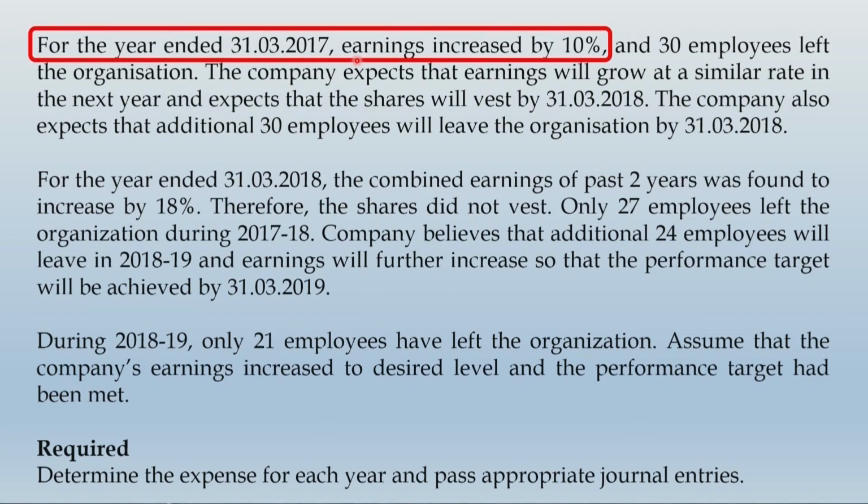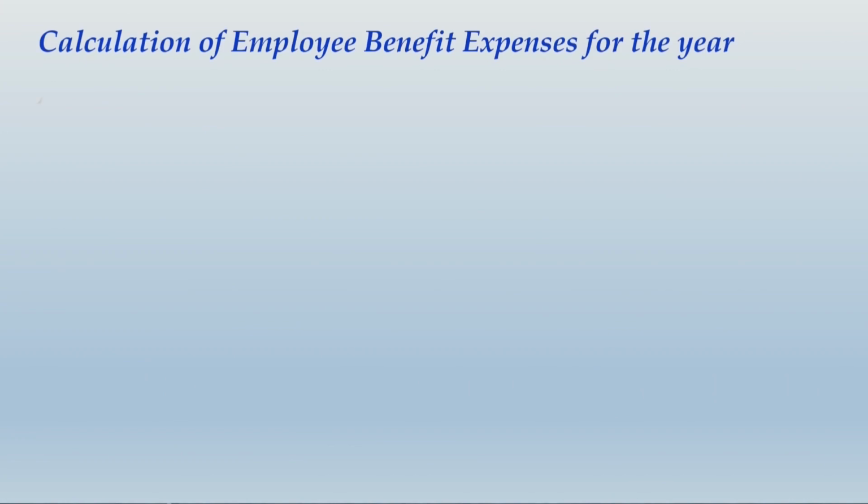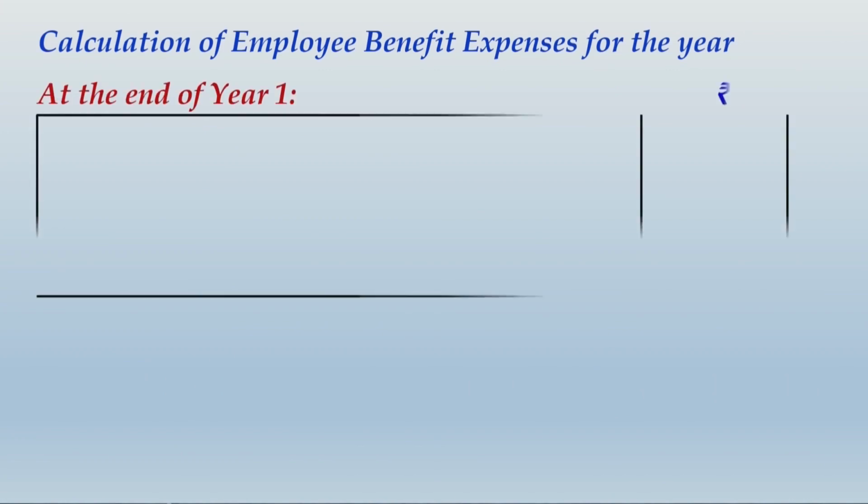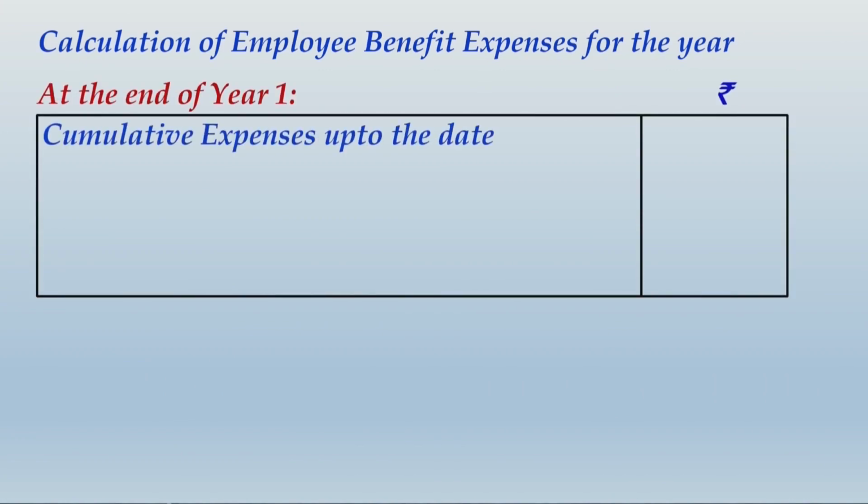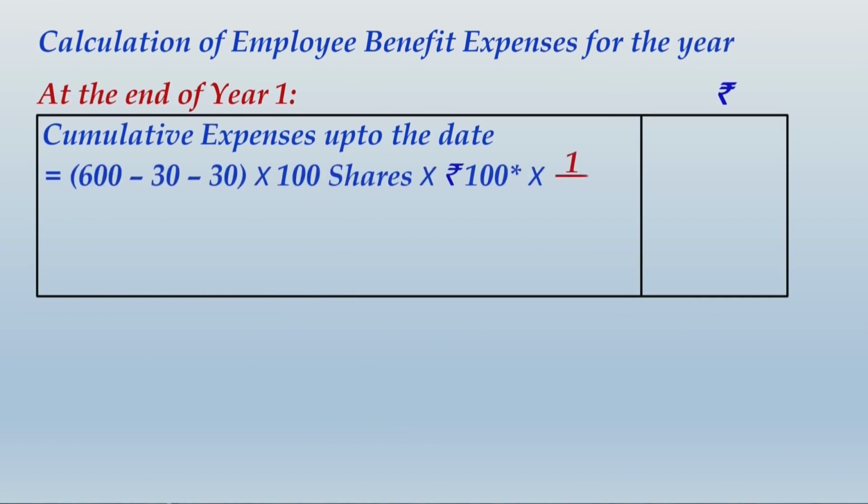So when you are making the calculation of share based payment reserve and the employee benefit expense, just take into mind one thing, that out of 2 years expected, 1 year has already passed. So let us see how to present the solution. In your solution, you would first make the calculation for end of first year, and what you will do is compute the cumulative expenses up to the date. Now let me explain this line very well.